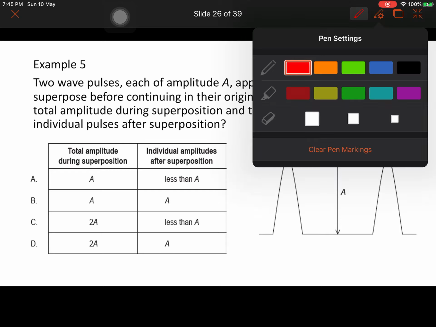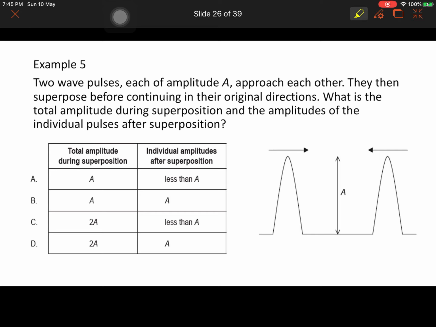Pause here and try example 5. So for example 5, we have two wave pulses, each of amplitude A approaching each other. They then superimpose before continuing in their original directions. What is the total amplitude during superposition, and the amplitude after superposition? Now, during superposition, you know that it's the vector sum, right? So it's just A plus A. And since both are in the positive direction, during superposition will be 2A.